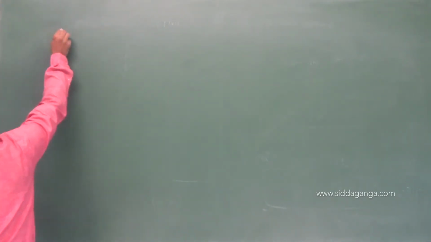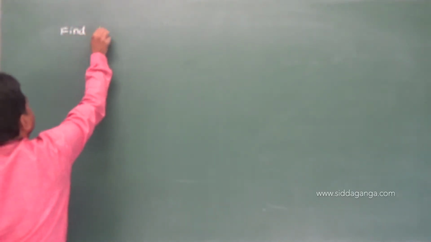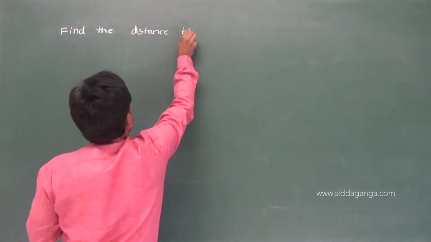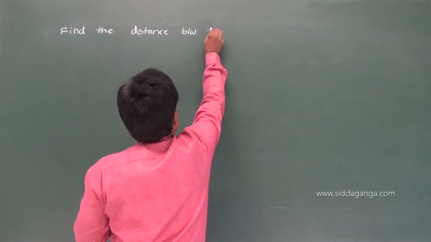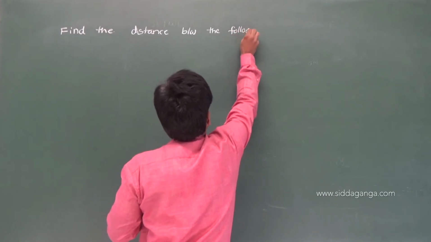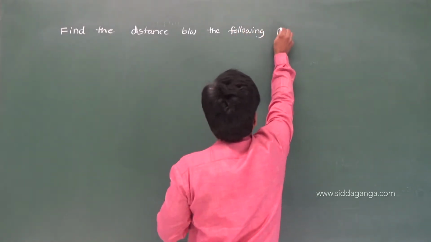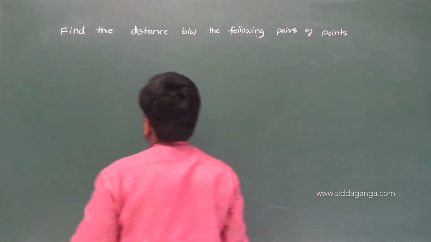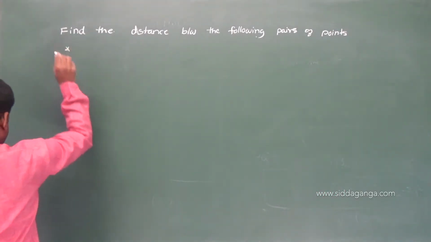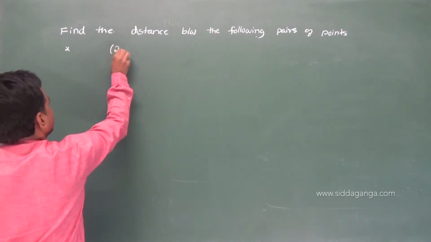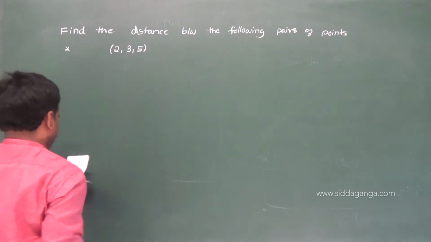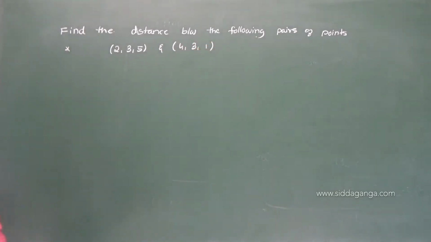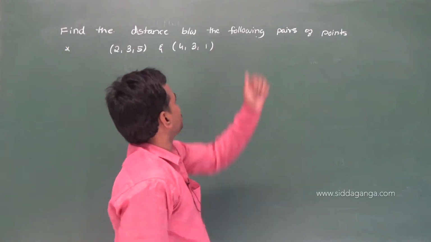So exercise: find the distance between the following pairs of points. I think this is the first problem. The points are 2, 3, 5 and 4, 3, 1. The first problem: 2, 3, 5 and 4, 3, 1.